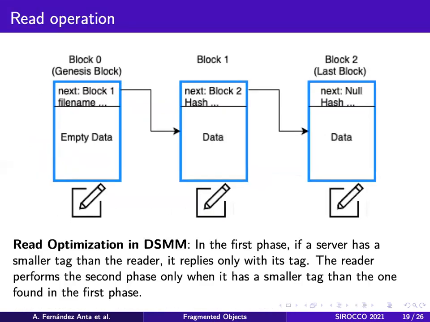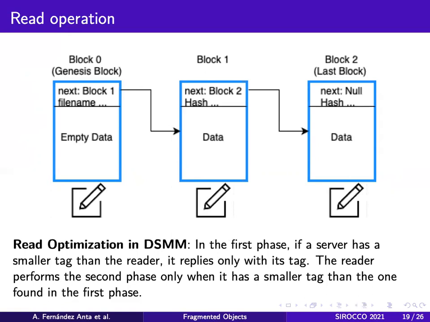Now we describe how the read operation works in our system. The fragmentation module issues a series of block read operations, starting from the genesis block and proceeding to the last block by following the next block IDs. As blocks are retrieved, they are assembled into a file.